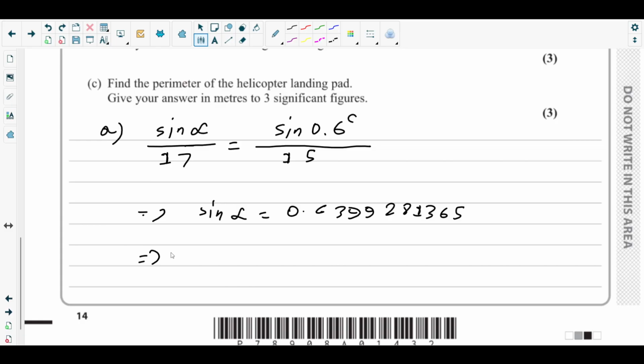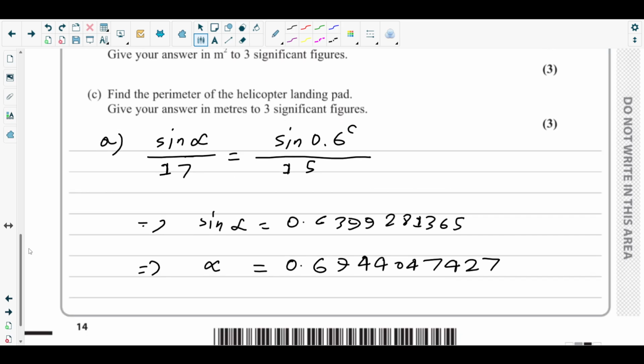Okay, so you can try this too, but you need to be fast definitely. So sine inverse of the answer is the angle alpha. We got 0.694404747. So we can see it's not quite much different from the sine of the alpha. Interesting. Okay, so we got the alpha.